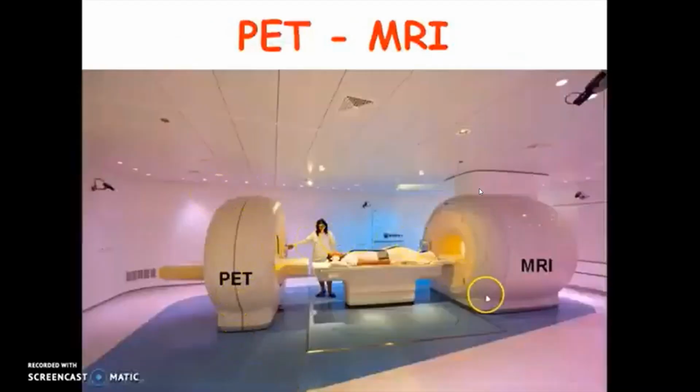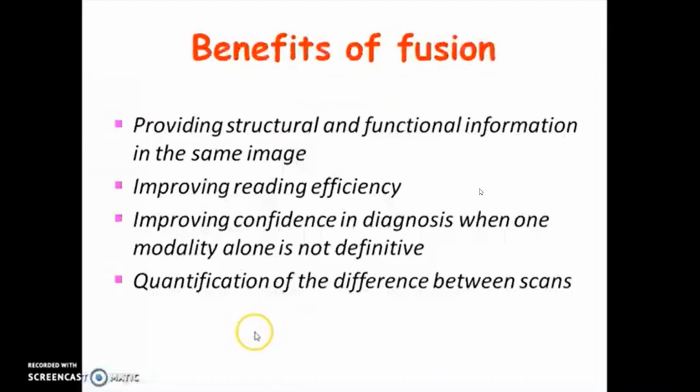That's how the PET-MRI looks. This is a PET image and this is the MRI device. Combinedly we call it PET-MRI. This gives anatomical information, this gives the physiological information. What is the benefit of fusion imaging? It provides structural and functional information in the same image. It improves the reading efficiency, improves the confidence in diagnosis when one modality alone is not definitive. Quantification of the difference between the various scans can be done.